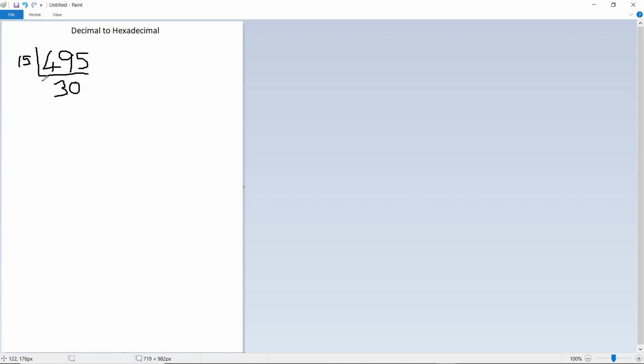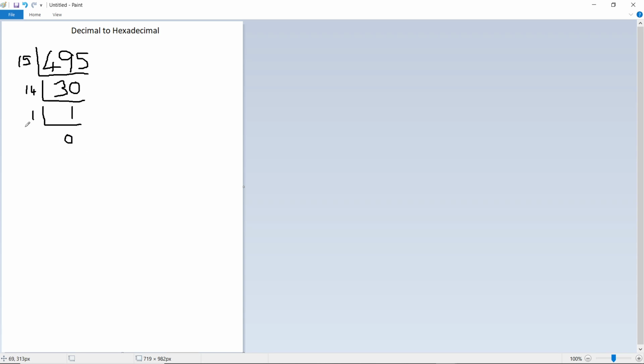So let's do it again. 16 goes into 30 one time, and this time I've got a remainder of 14. So it goes in one time with a remainder of 14. So let's go again. 16 goes into 1 no times with a remainder of 1. So I have finished because I've got as far as the 0.